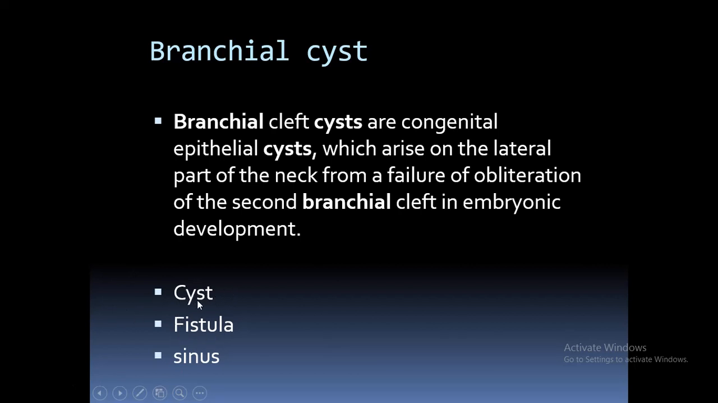no opening at all. So branchial cleft cysts are congenital epithelial cysts which arise on the lateral part of neck from a failure of obliteration of second branchial cleft in embryonic development. It can be due to the first branchial cleft, it can be due to the second, third or fourth.